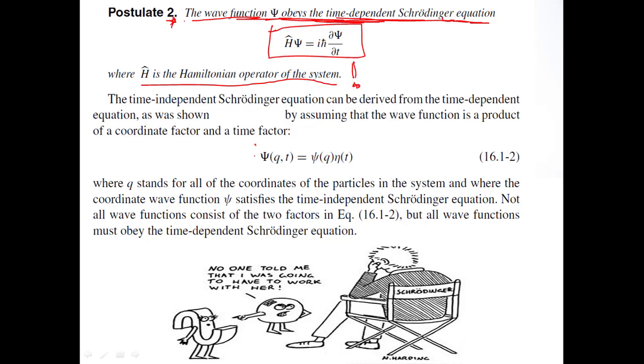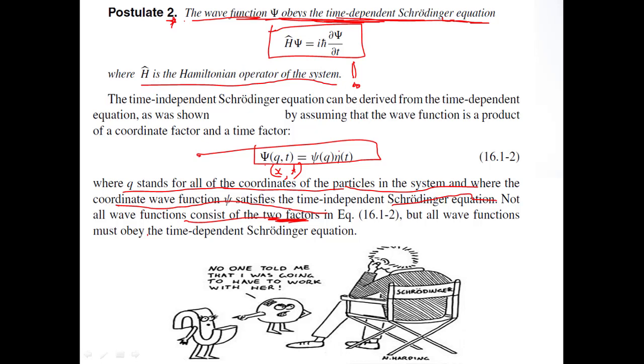Now this also we have seen, that psi depends on x, the coordinate, and the time. So here it is written that Q stands for all the coordinates of the particles in the system, where the coordinate wave function psi satisfies the time-independent Schrodinger's wave equation. Right. Now, not all wave functions consist of these two factors. Which wave functions consist of different factors, we'll be seeing at a later stage.